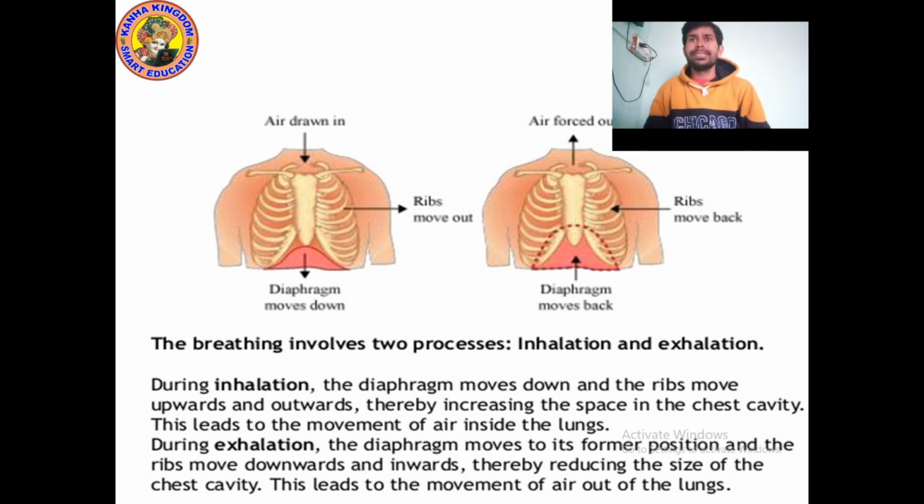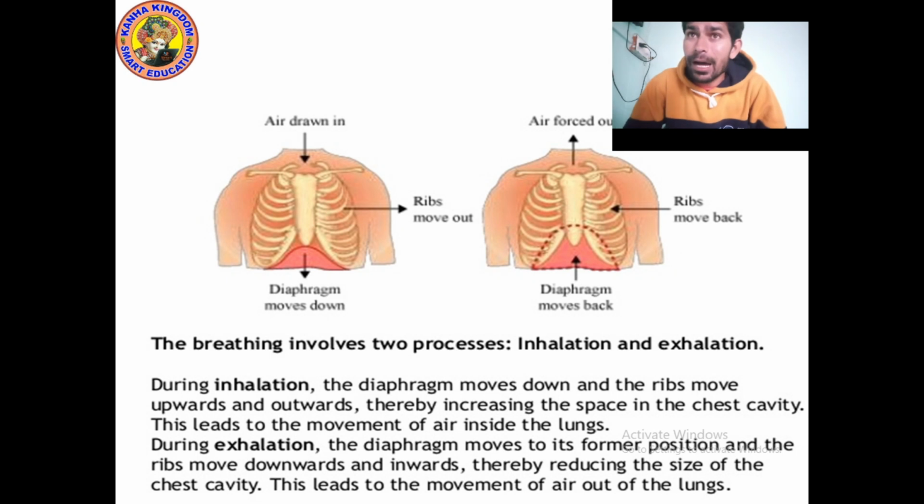As you can see in the picture, the air goes from the trachea through the bronchi, and it reaches the lungs through the bronchioles, and from the alveoli it again passes to the veins. So when you take in air, what happens? When you breathe in, the ribs move out and the diaphragm moves down.